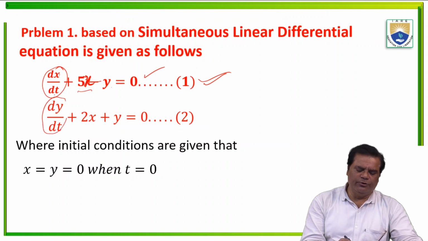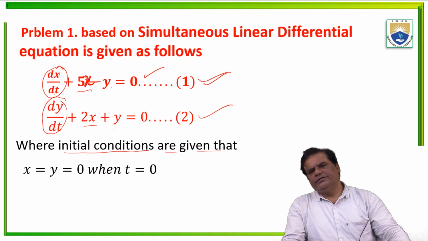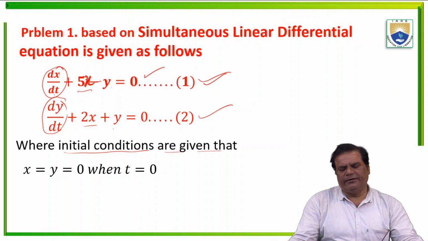So x is dependent on t, plus 5x minus y equal to 0. Second equation: dy over dt, here differentiation of y with respect to t. Y is dependent on t, t is independent here. Y is some function of t, plus 2x plus y equal to 0. This is equation 2, where initial conditions are given in our question.